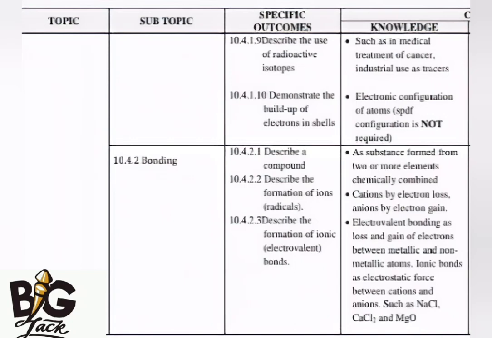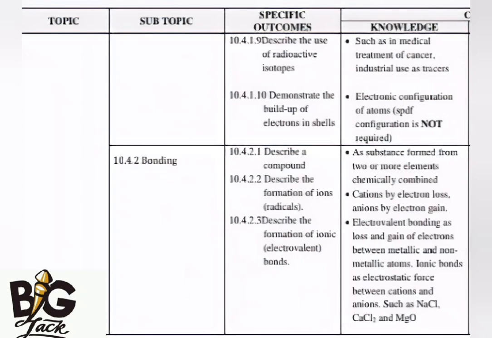Apart from that one, you also need to know how to demonstrate the build up of electrons in shells. The first shell should be accommodated by 2 electrons. Then the second shell should be accommodated by 8 electrons. For an element to become stable, the electrons in the outermost shell should be what? 8. So metals, they lose electrons. Then non-metals, they do what?